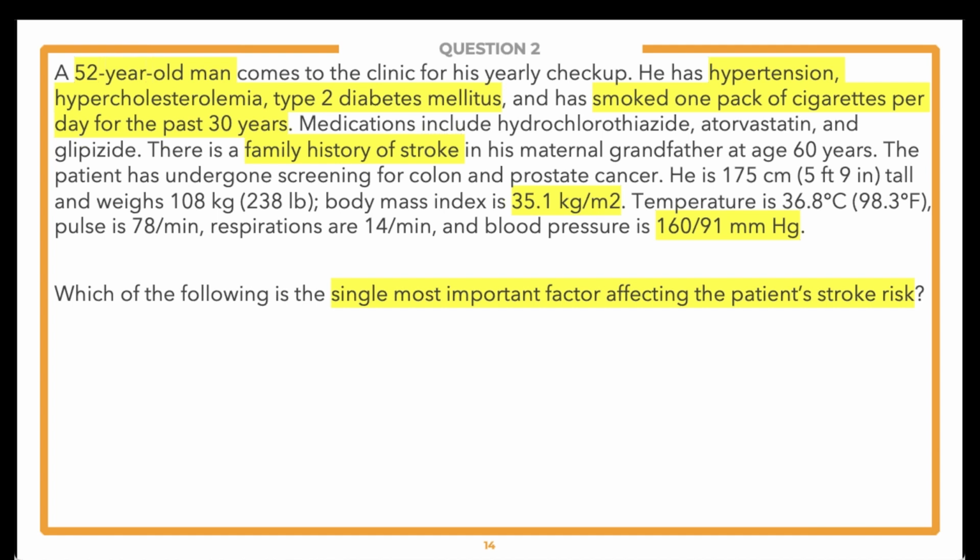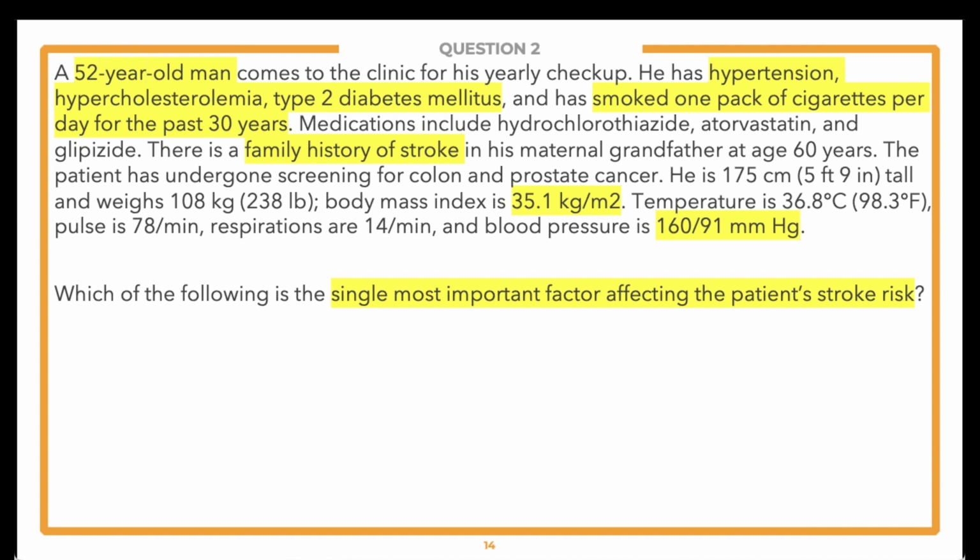52-year-old man, okay, think about 52-year-old men, what are they likely to get? Past medical, think hypertension, hypercholesterolemia, type 2 diabetes. He's a smoker for 30 years. They got his meds here. He's got a family history of stroke. And they give you his, he's obese here, 35.1. He's hypertensive, but otherwise vitally okay, 5'9". That's not going to tell you much there.